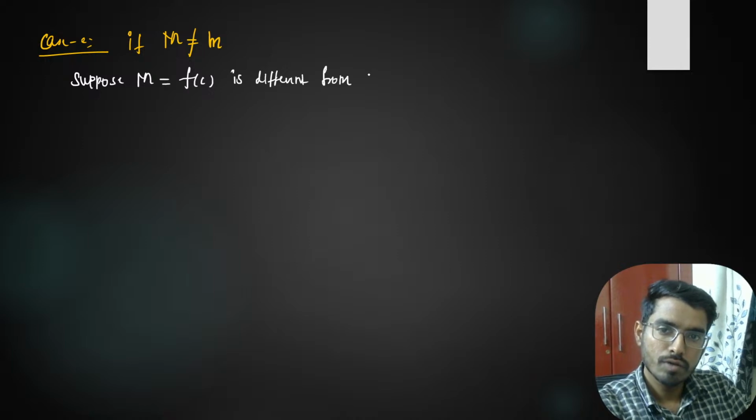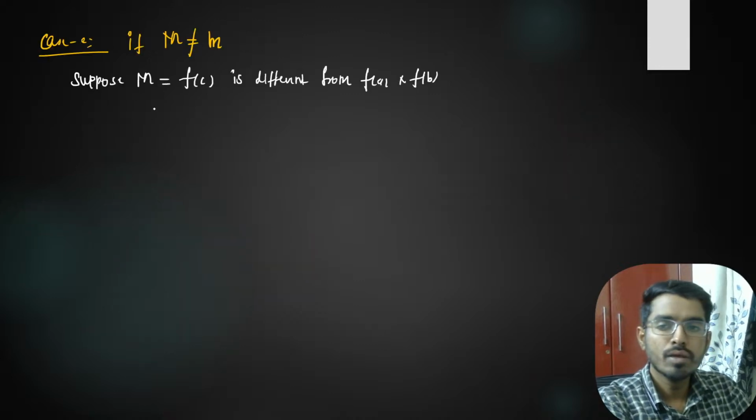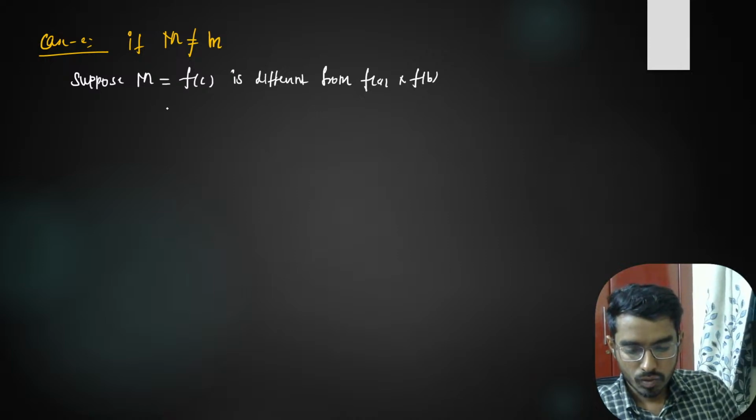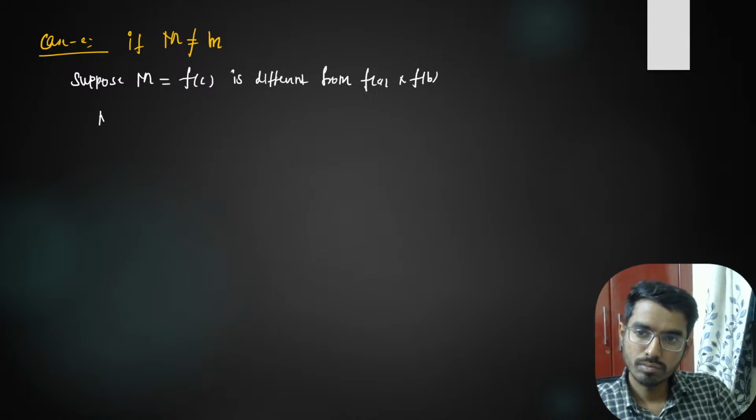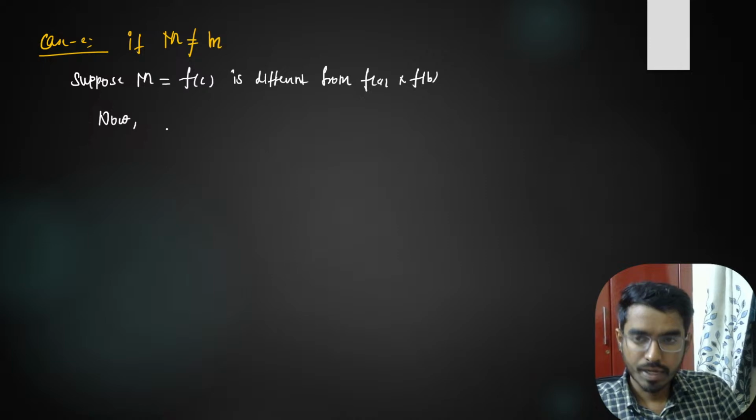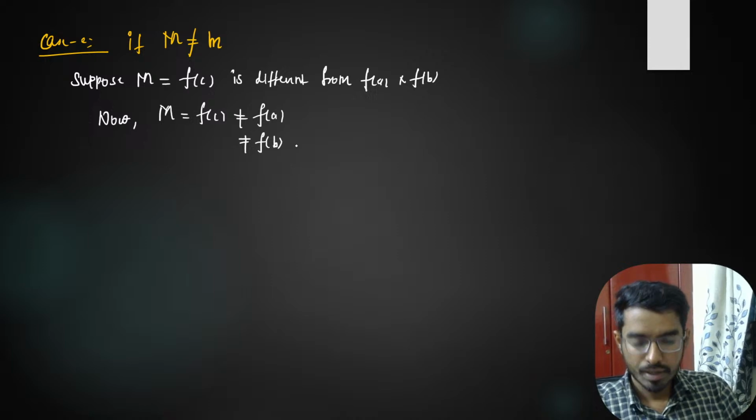is different from f of A and f of B. Obviously, it is different. f of A, f of B, M all are different. Suppose capital M is equal to f of C, which is different from f of A and f of B, right? Now, surely, let us write and then explain. So capital M is your f of C, and we know this is not equal to f of A, and we know this is not equal to f of B, right?